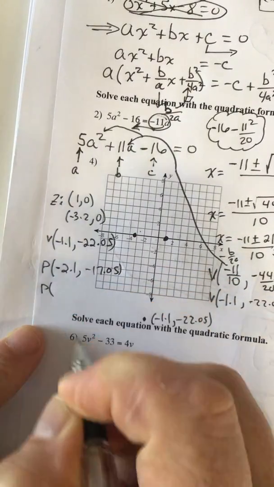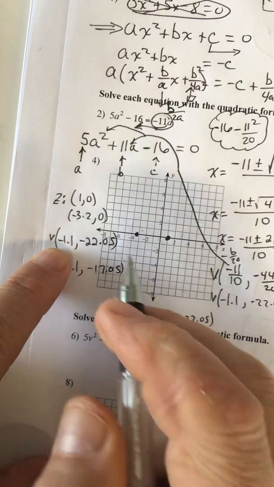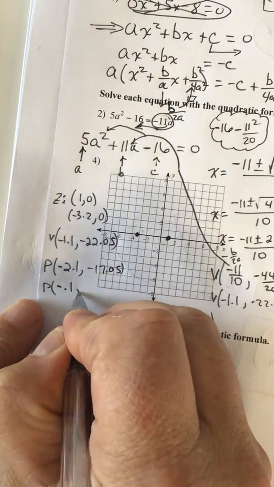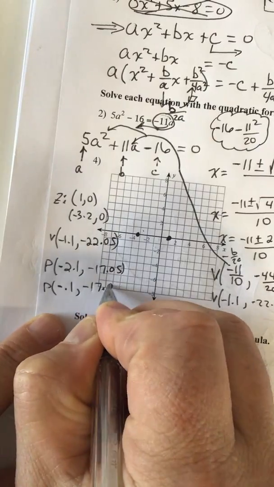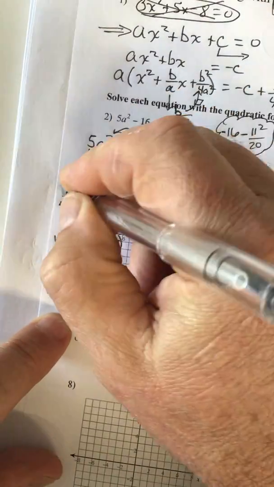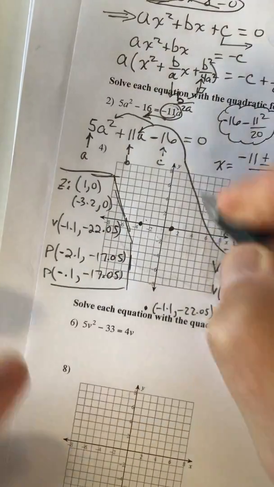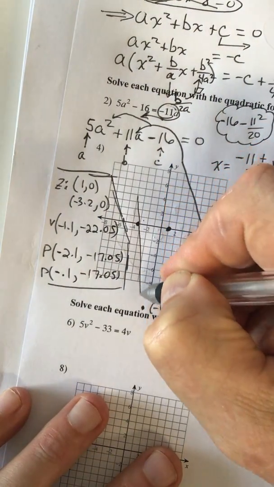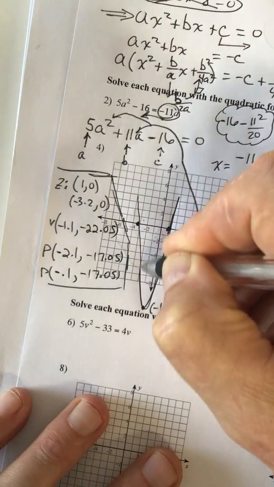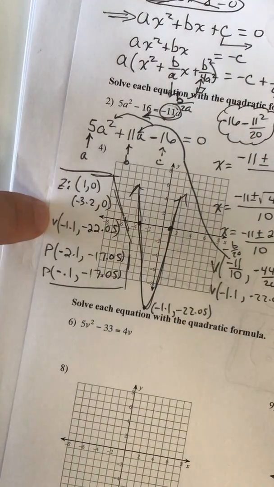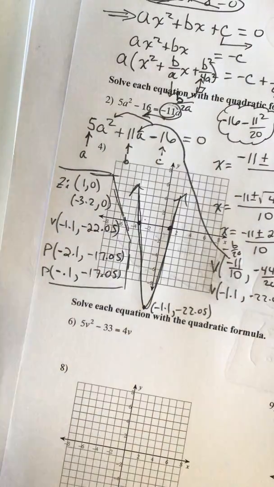And then the other point, if I take this negative 1.1 and go to the right, that'll be at negative 0.1 and then negative 17.05. Okay, so this has to be on the page. That has to be part of the answer, and then plus the sketch. So we have 5 points. I want to see the zeros, the vertex, the point, and the point.